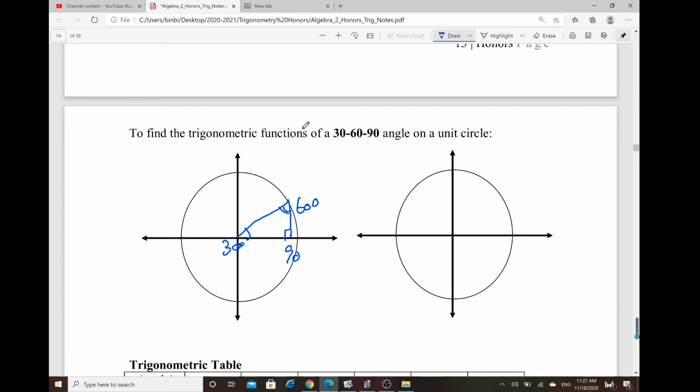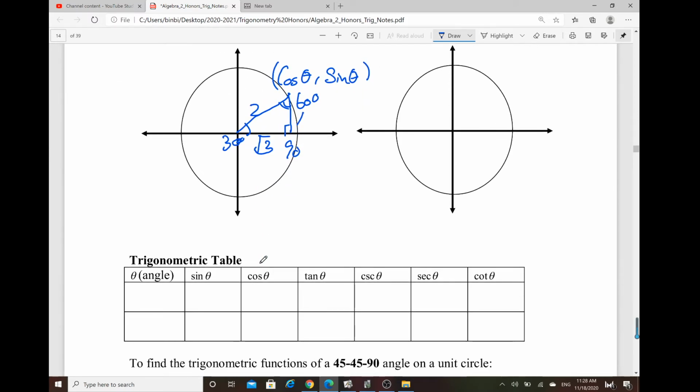Again, using the ratio that I just identified, it's 1, root 3, and 2. And also the formula that we know: x, which is the cosine of the angle, and then y, which is the sine of that angle. The one that I put up here is just the ratios for the line segments: 1, root 3, and 2.